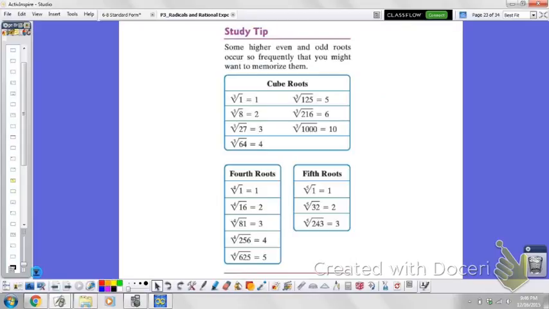So here are some of the roots that we might be dealing with. You have your cube roots, your fourth roots, your fifth roots. So these will be helpful if you don't have a calculator. You can take a look at these to find your cube roots, your fourth roots, your fifth roots, and stuff like that.